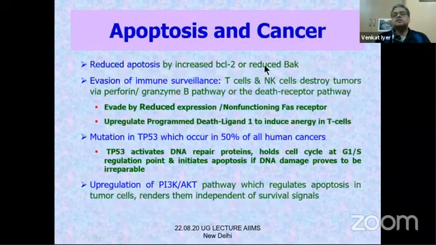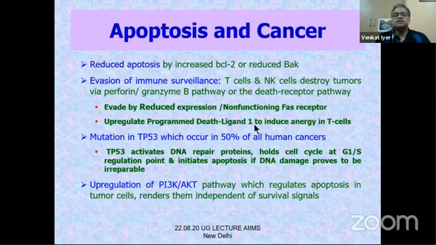Apoptosis is a central mechanism in cancer. Reduced apoptosis is typically seen with increased BCL2, for example in certain kinds of lymphomas. It is also involved in evasion of immunosurveillance. So the T cells and natural killer cells try to destroy the tumor cells, but the tumor cells can evade by either reducing the expression of Fas receptor or upregulating something called PD-L1, programmed death ligand 1, to induce anergy in the cells which attach to them.